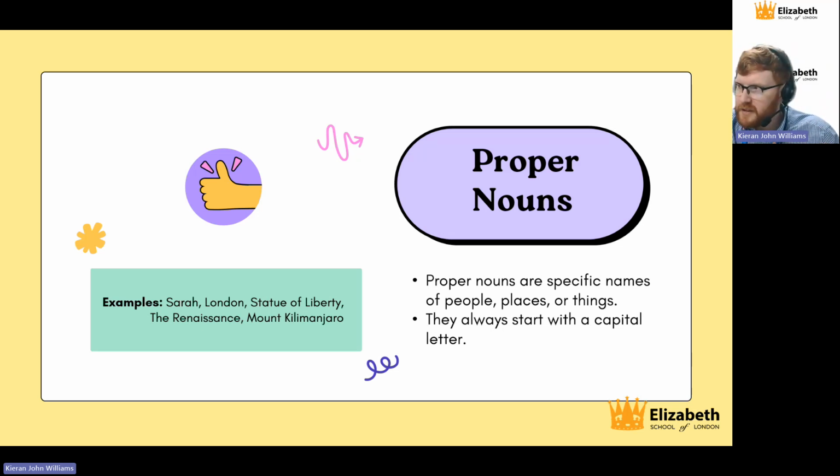The Statue of Liberty, that is the name of a specific statue, so it gets a capital. The Renaissance is the name of a specific period in history, so that gets a capital letter. And lastly, Mount Kilimanjaro is the name of a specific mountain, so it gets a capital letter there because it is a proper noun.